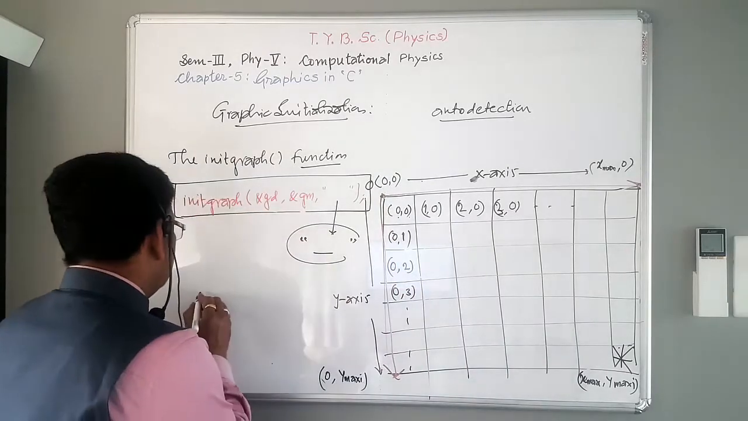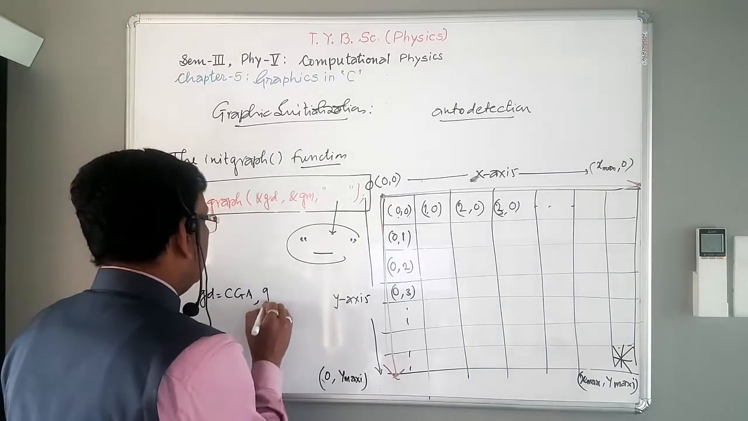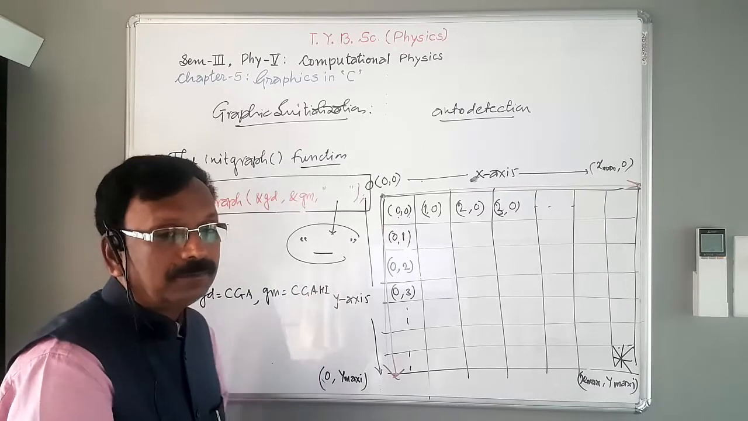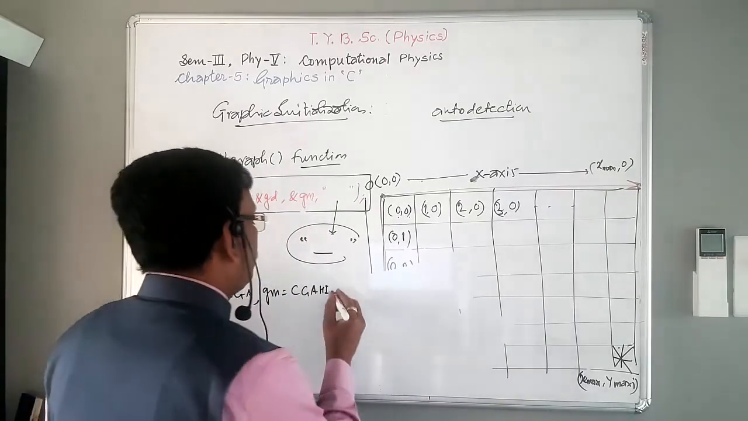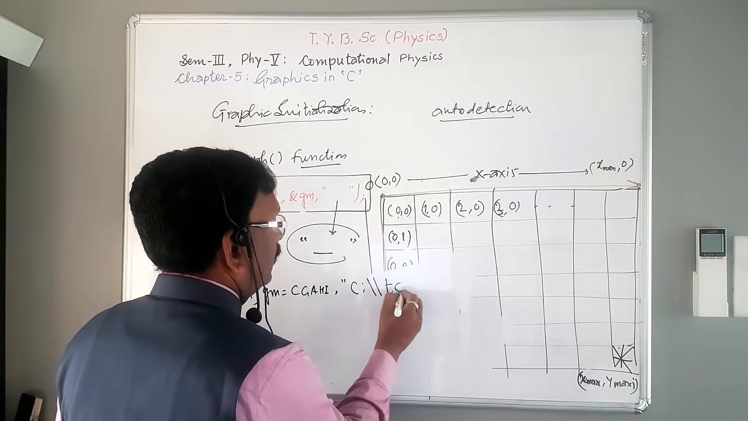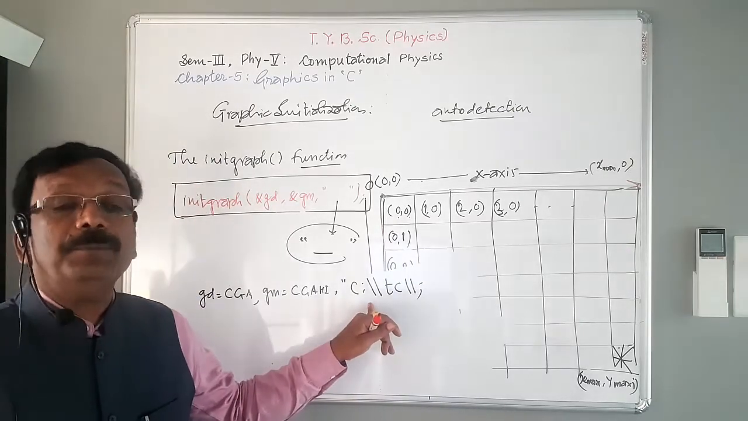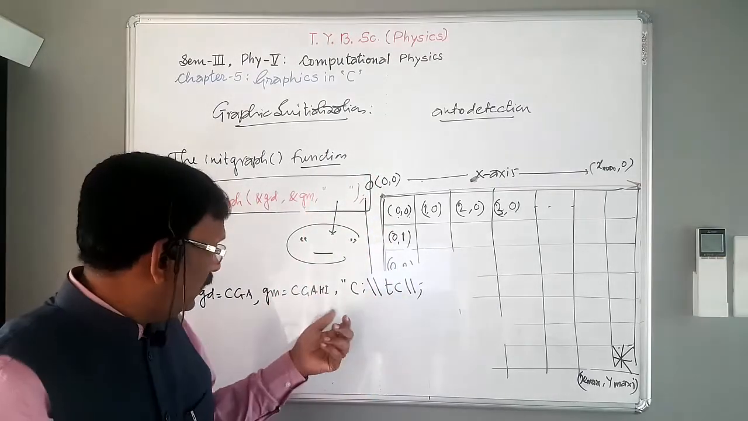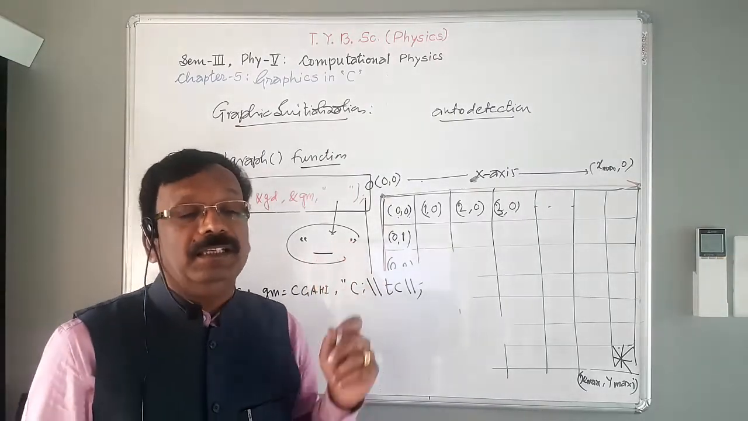For example, GD is equal to CGA, then GM is equal to CGAHI, and further, comma, we have to give the path C colon TC. In this way, we have to mention the particular path, and if the graphics files are in the current path, then it is not necessary to mention the path. We simply use the null string.